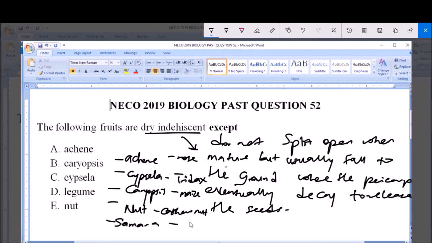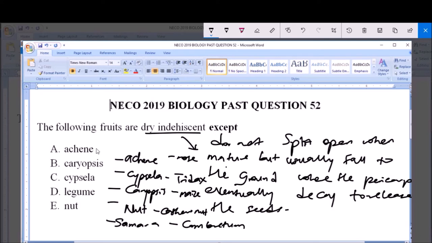Samara. An example of samara is the combretum. So all these are what? Dry indehiscent fruit. They do not split open when mature but fall to the ground, so that the pericarp of this fruit will then decay and then disperse the seed. Now the question is that which of the following is not, that this except simply means an option that is not a dry indehiscent fruit.